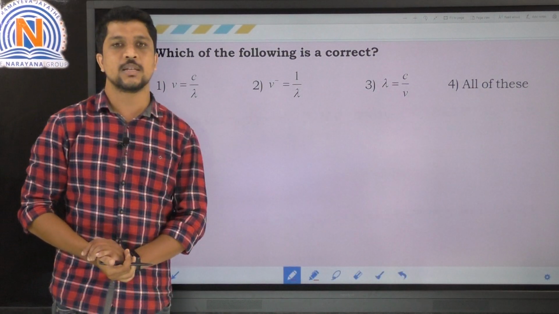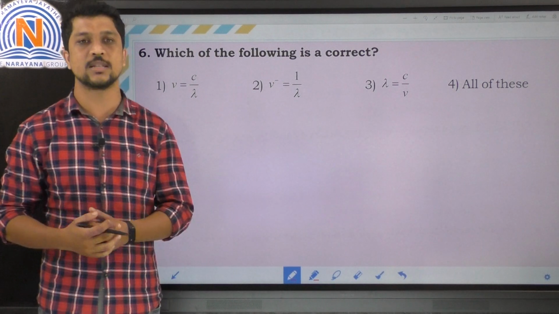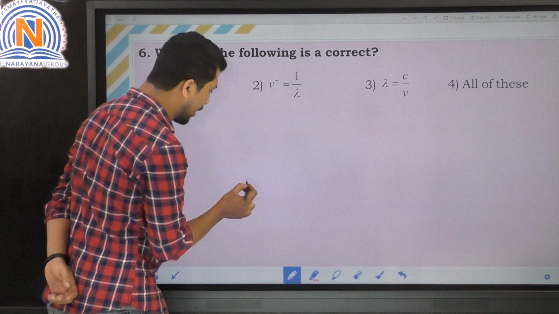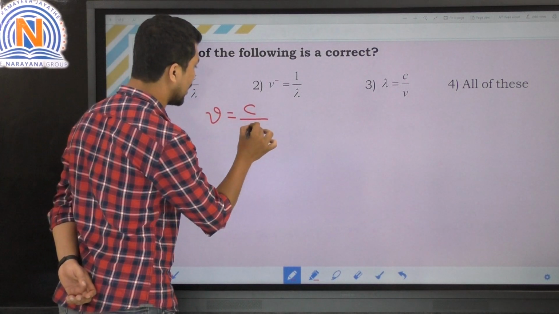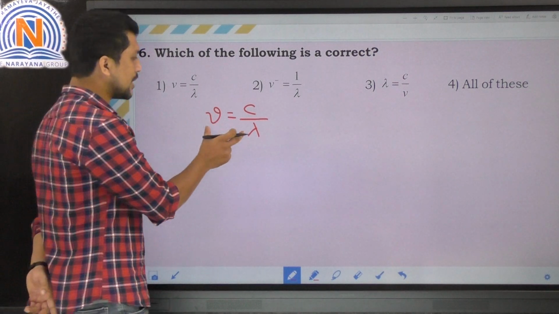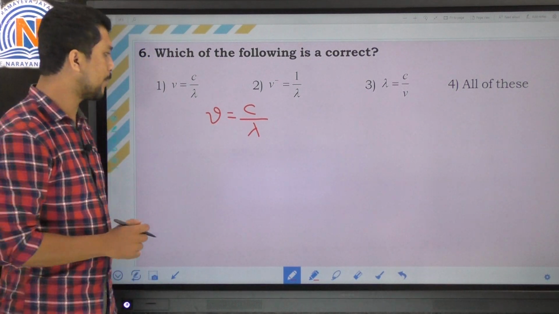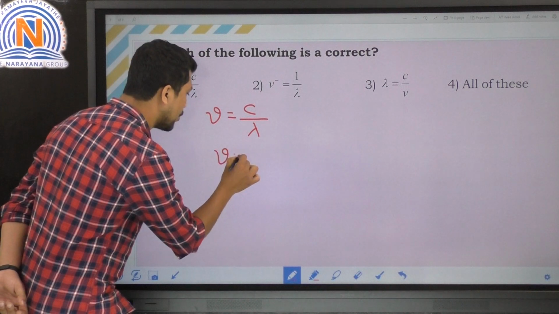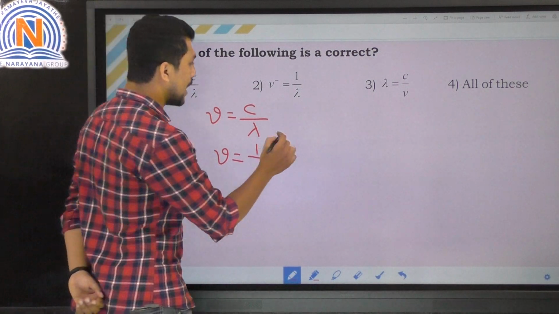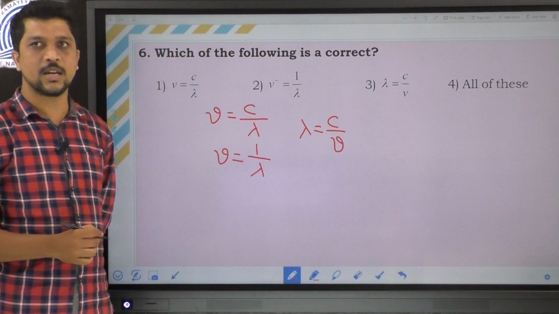Here the question is, which of the following is correct? They have given a few relations. Among these, which one is the correct option? First we know that nu equal to c by lambda: the frequency equals the speed of light by the wavelength of a wave. This is a correct statement. If you observe, nu is always inversely proportional to lambda, so we can write nu equal to 1 by lambda. If you rearrange this equation, lambda equal to c by nu.